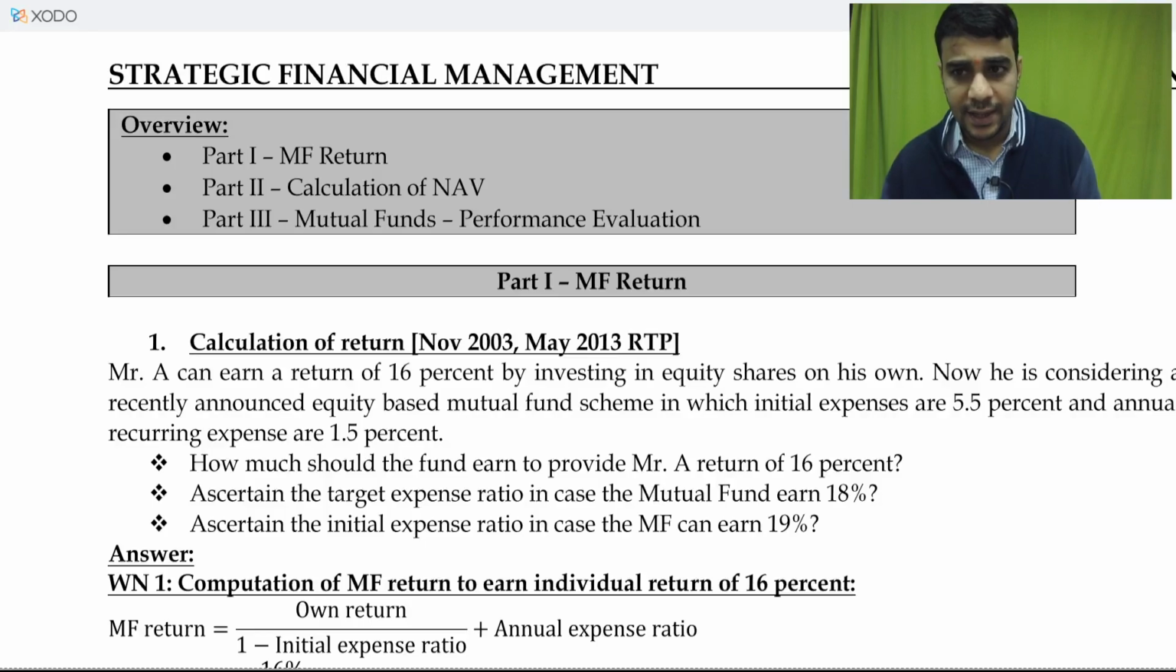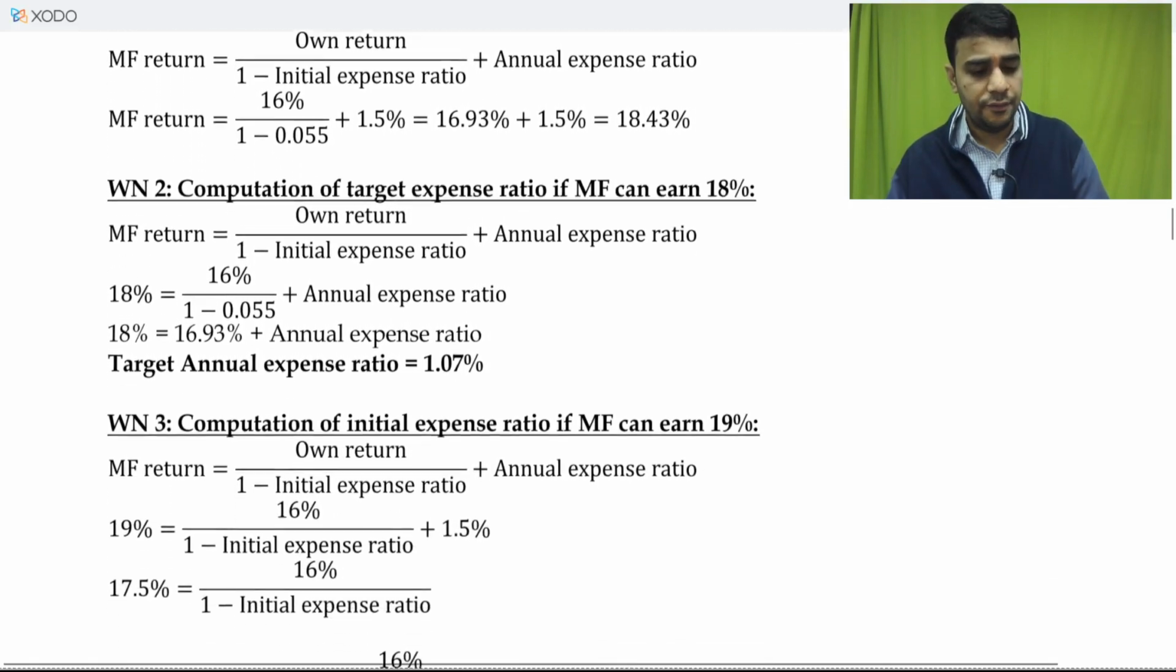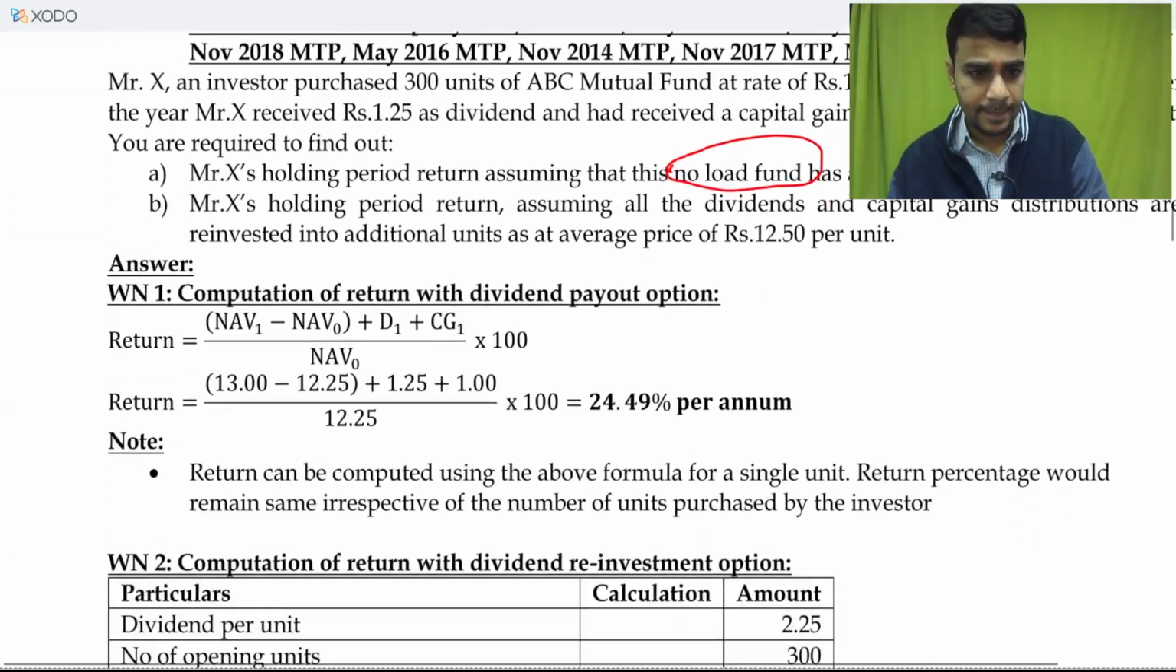The final realization, what I get, can get reduced by a few items. There can be a securities transaction tax, short-term capital gain, brokerage expense, and long-term capital gain. All these you subtract, and you'll get the net realization. Subtract the investment made, and you'll get the overall return for the holding period. Convert it into a percentage, and then annualize the return. We also saw some reverse working questions with the NAV part.